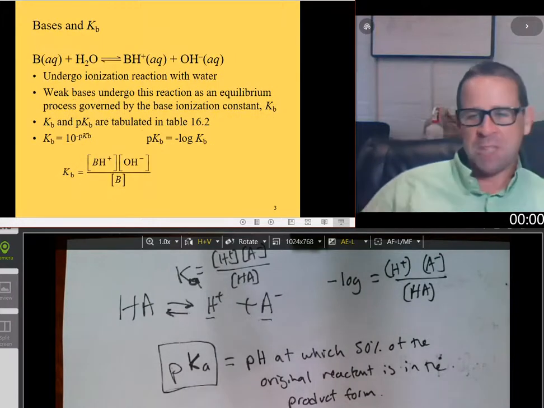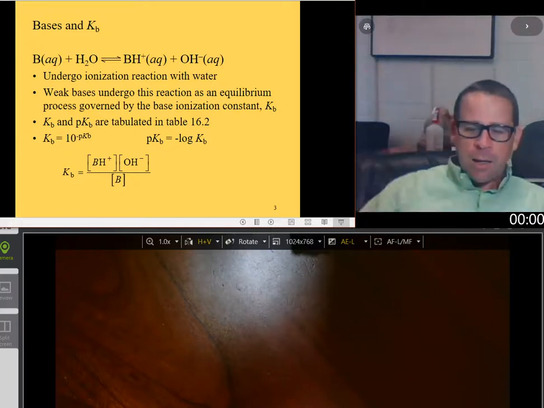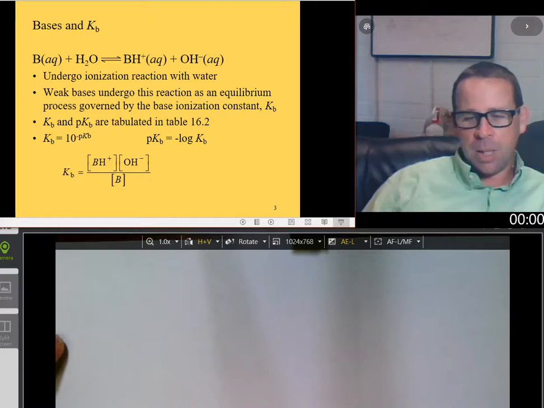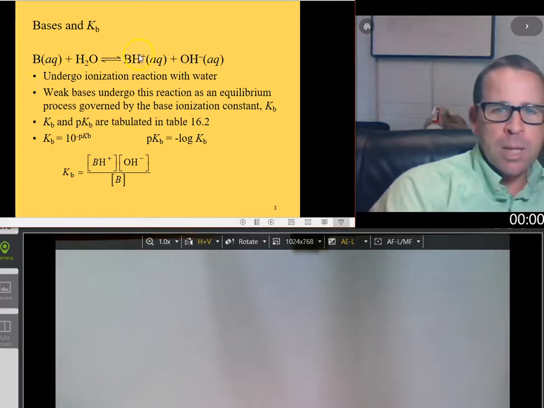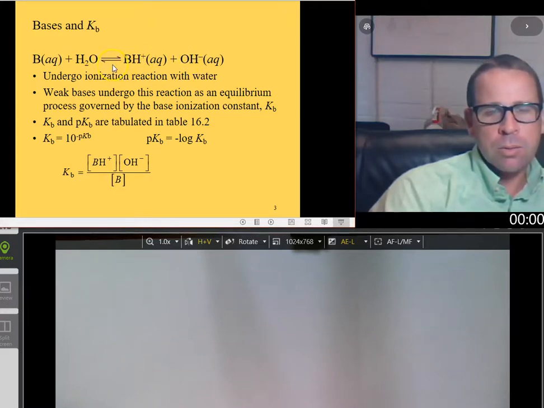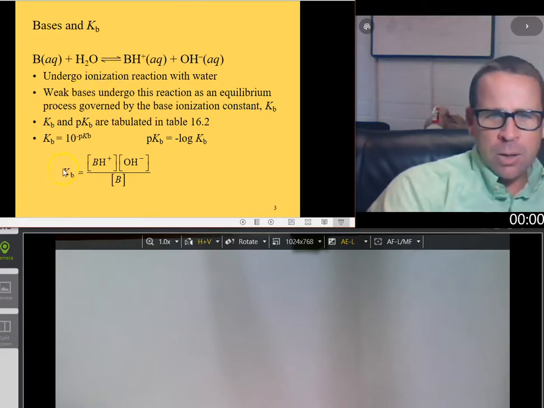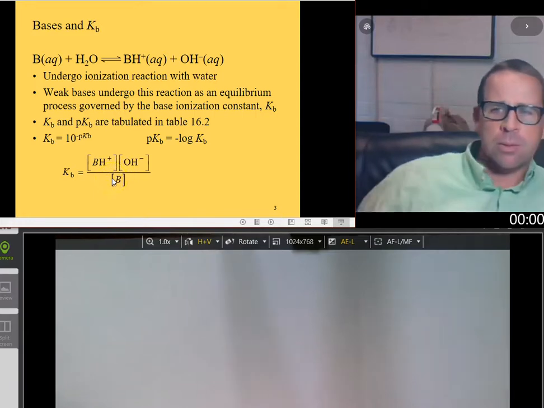First, let's talk about Kb. Kb is basically the same thing as Ka, but it's referring to a scenario where a chemical is acting as a base. So we have a nice equation here. This chemical acting as a base, a weak base, double arrows. So our Kb value, or our K for this reaction, is again just the concentration of the products over the concentration of the reactants.